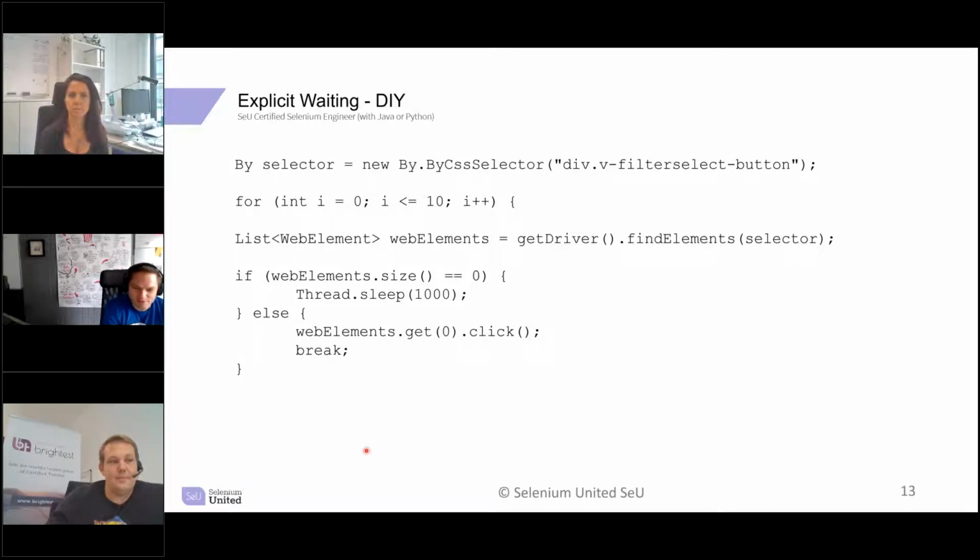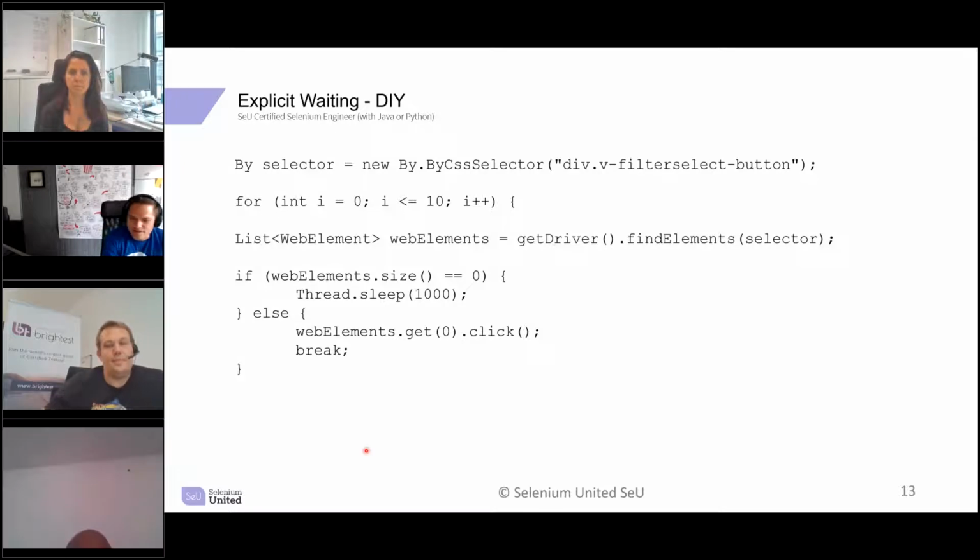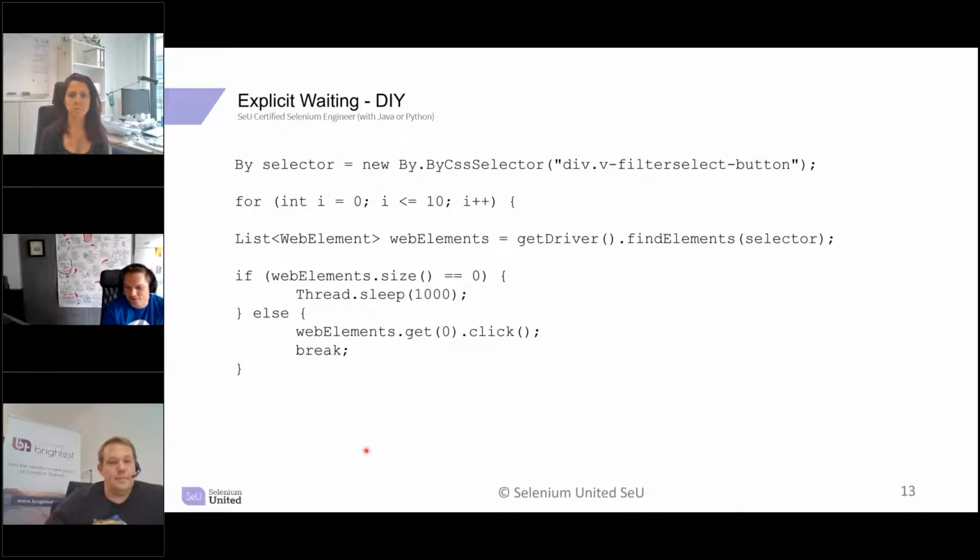So the explicit waiting, just to show you or to get familiar with how it works, is the strategy I told you about on the slide before. This could be a checking mechanism you program yourself for finding elements in the shortest time possible. So here's Java code that says, okay, I define a selector because I was looking for the filter select button. Then in this case, I will try it 10 times.